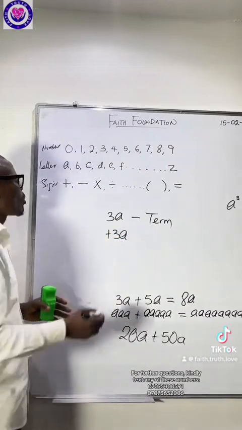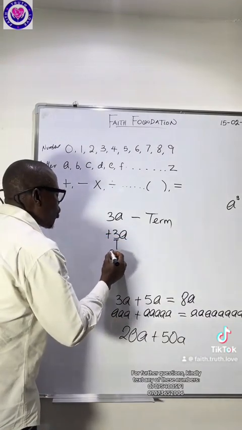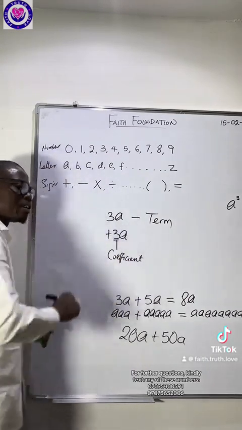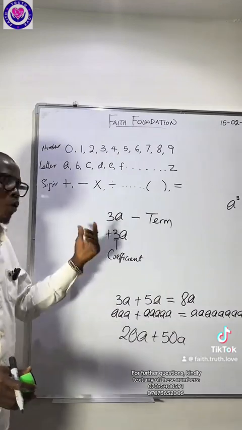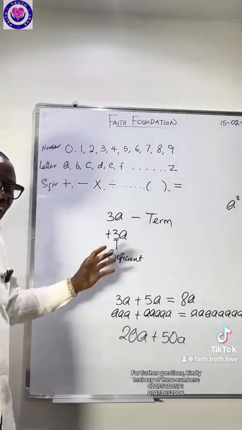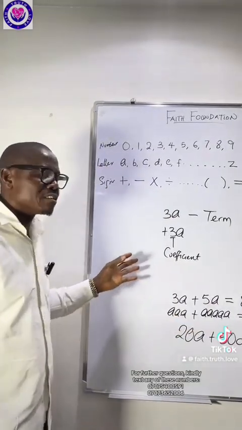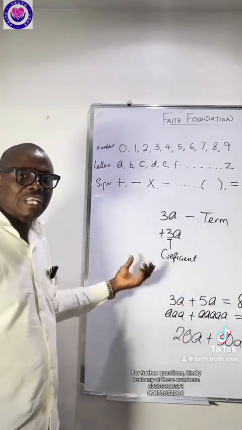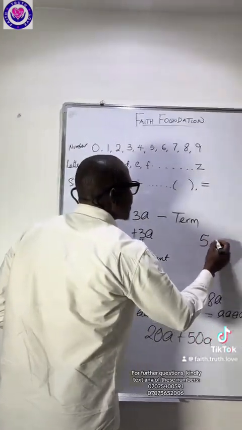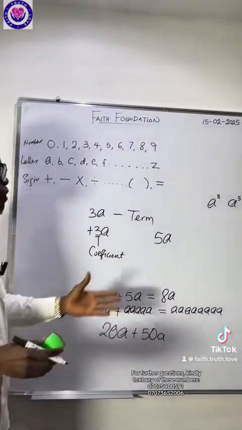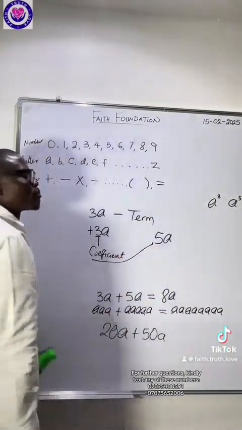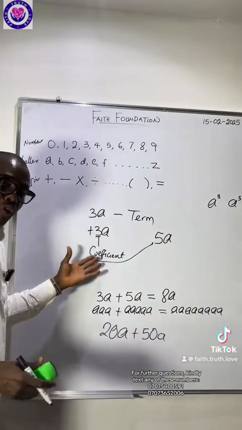Now, in this term, this 3 is called the coefficient of A. So when you see a number standing before a letter, that number is the coefficient in that term. If it is 5A, 5 here is the coefficient of A. So this is for this operation.